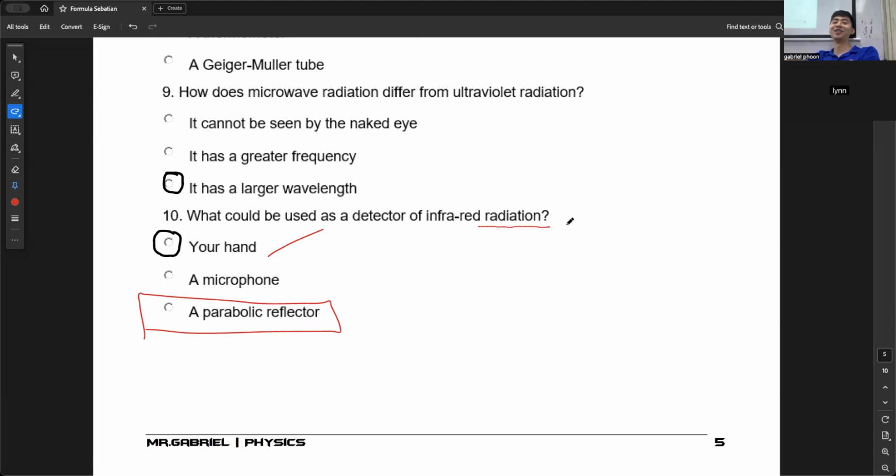Infrared radiation, is that not how it's like heat, like what's it called? What's that term? Yeah, radiation, thermal radiation.